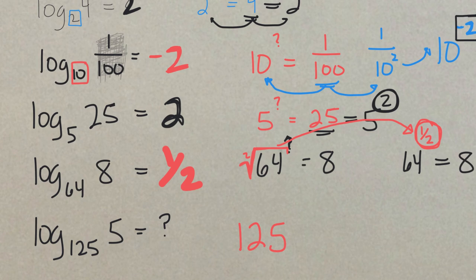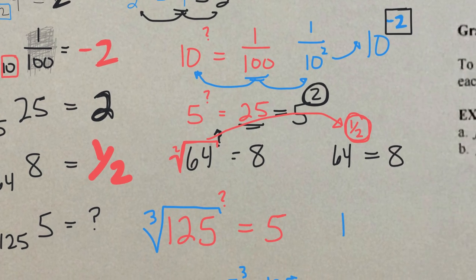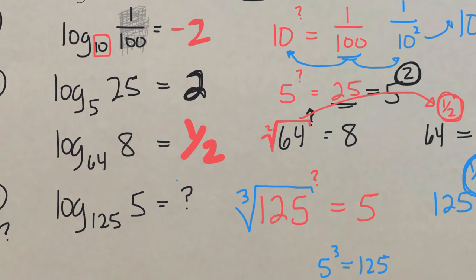So this next one is 125 to the what power equals 5. Okay, so we can do one operation here, and that is taking the third root. The third root of 125 equals 5 because 5 cubed equals 125. So we take the third root, which means this is 125 to the 1/3 power. So our answer for this one is going to be 1/3.